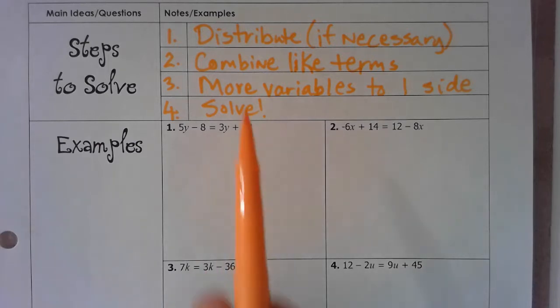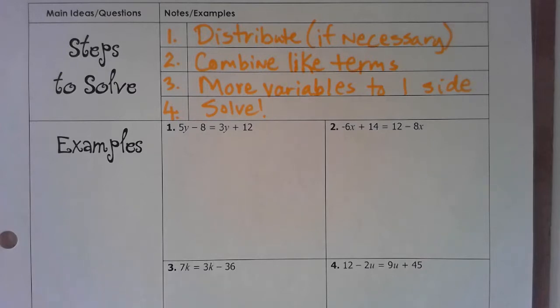And if you'll notice on the paper, I've listed for you the 4 steps. Step 1, distribute if necessary. Step 2, that's CLT, combine like terms. Step 3, move variables to one side. And then finally, go ahead and solve the problem.